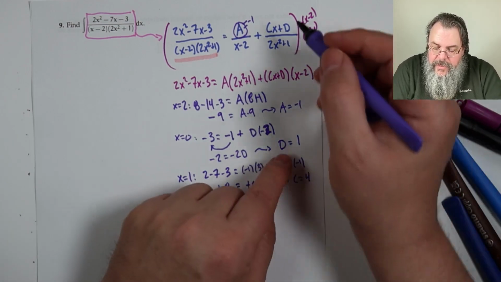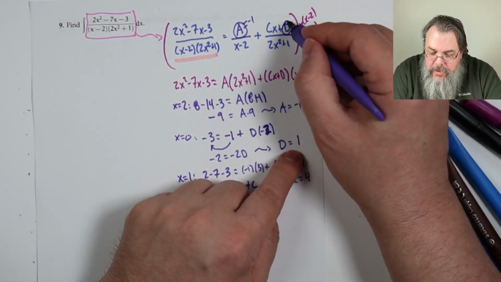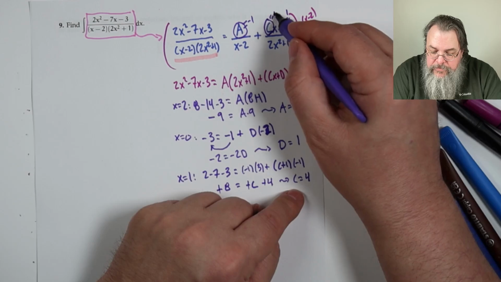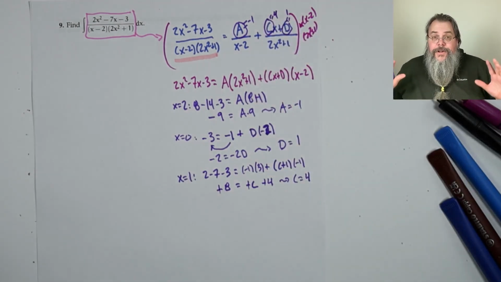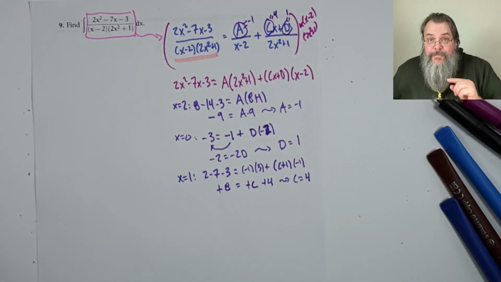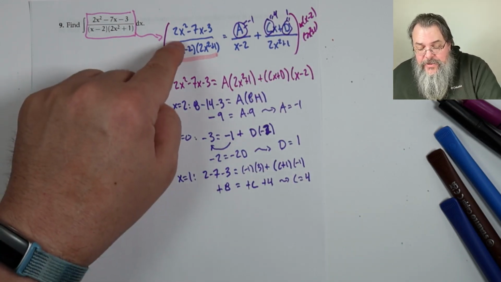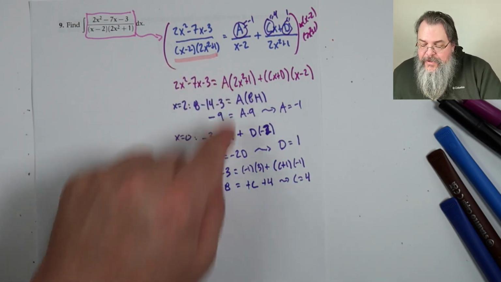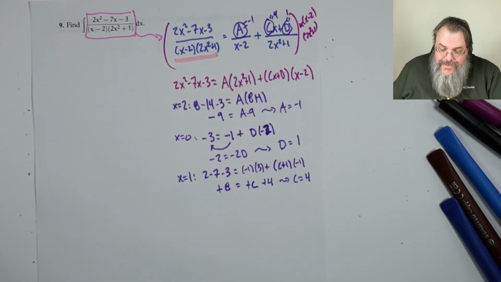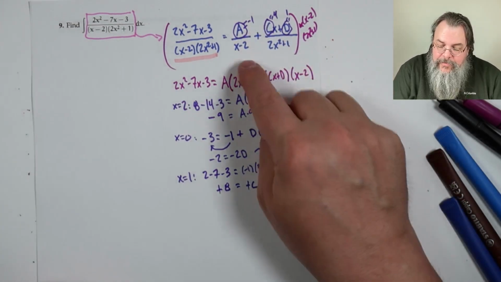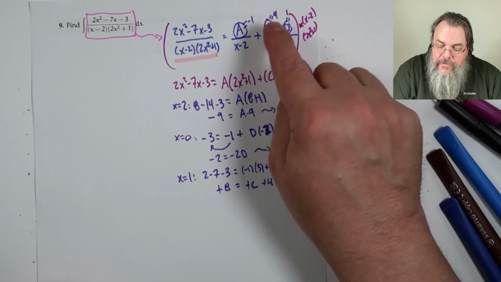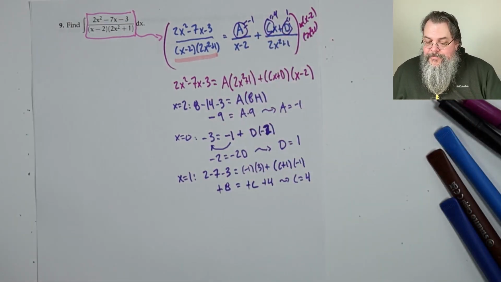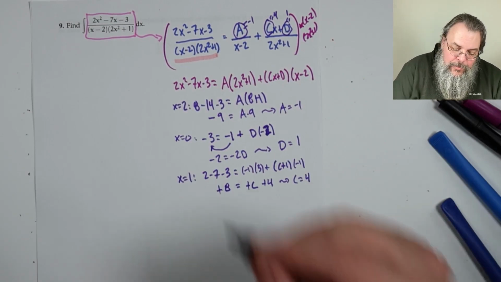All right, now we didn't update. D equals 1, and C equals 4. All right, so all of our work so far has been to say this expression, 2x squared minus 7x minus 3, divided by x minus 2 times 2x squared plus 1, is negative 1 over x minus 2 plus 4x plus 1 over 2x squared plus 1. All right.